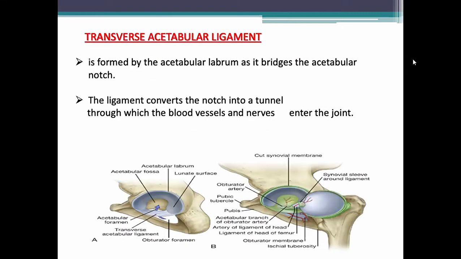The fourth ligament is the transverse acetabular ligament. It is formed by the acetabular labrum as it bridges the acetabular notch. The ligament converts the notch into a tunnel through which the blood vessels and nerves enter the joint. Posterior to the ligament, the nerves and blood vessels enter the joint.